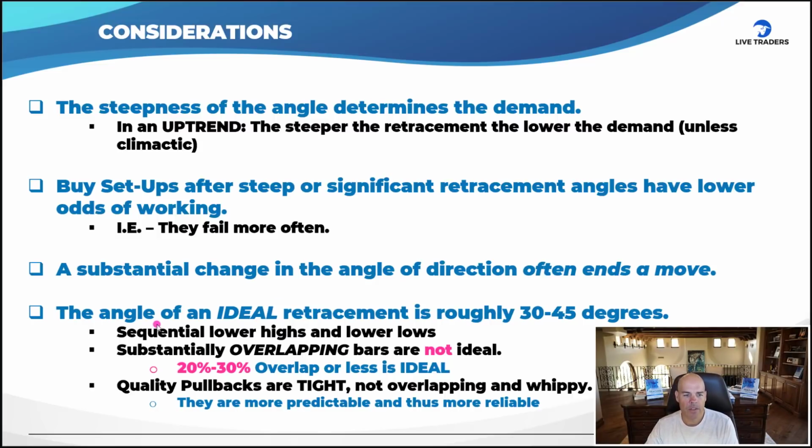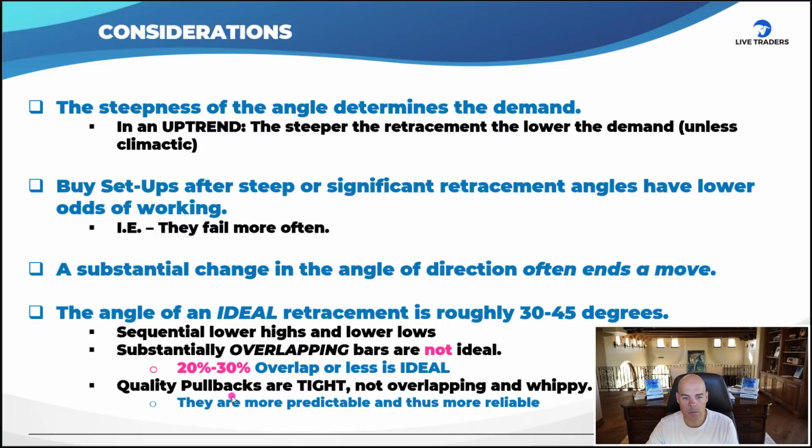All right, so the angle of an ideal retracement is roughly 30 to 45 degrees. Okay, think about that. It should be that nice sequential kind of cut back like that. All right, sequential lower highs and lower lows. Substantially overlapping bars are not ideal. 20 to 30% overlap or less is ideal. Don't worry, you'll see some examples.